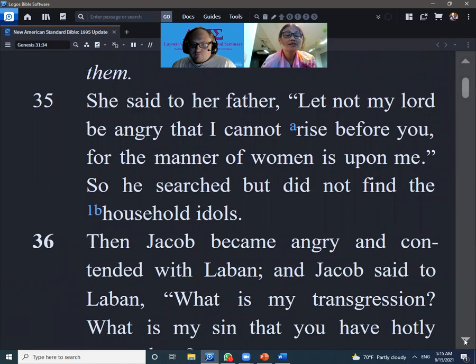She said to her father, "Let not my lord be angry that I cannot rise before you, for the manner of women is upon me." So he searched but did not find the household idols.